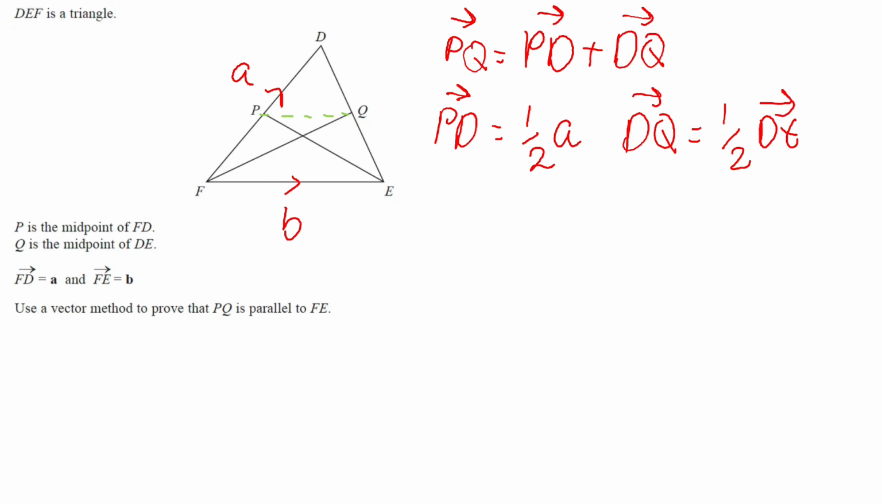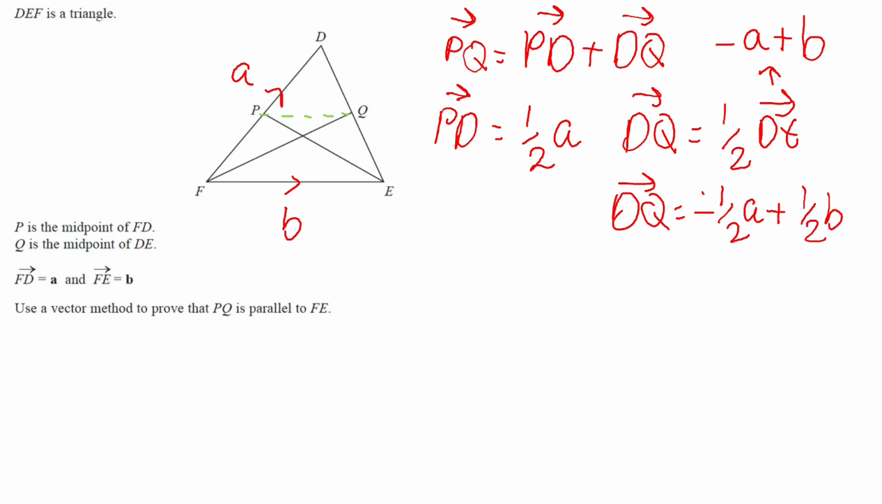So D to E, we're going to use obviously the values that we've got. We're going to have to go basically the long way round. We're going to go D to F and then F to E. Now, because we're going the opposite direction of the arrow, it's going to be minus A plus B. So when I put that into my equation that I have formed for the vector, D to Q is going to be minus a half A plus a half B.